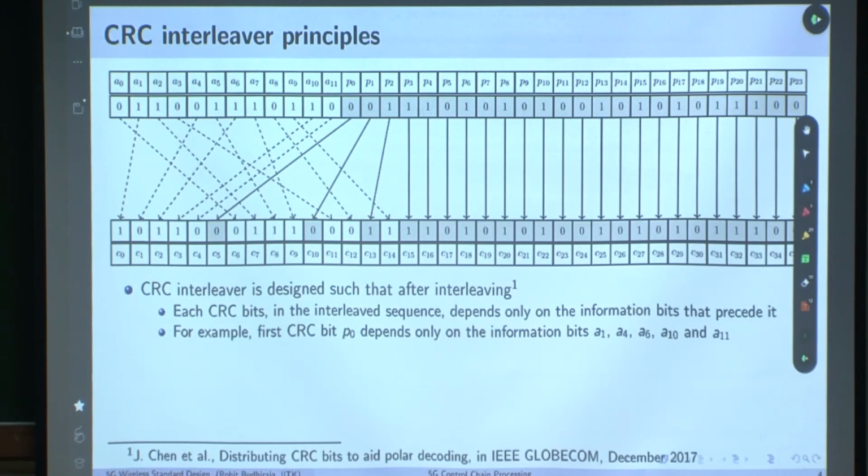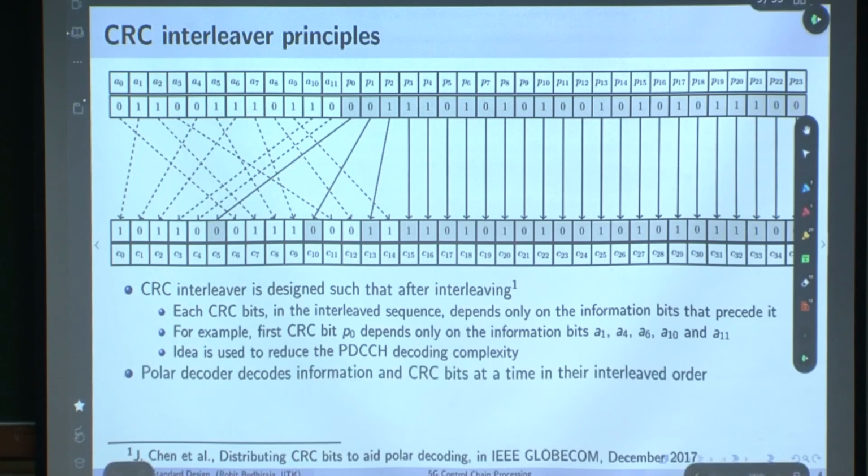Do we understand this? What am I saying here? This CRC bit will not depend on any of these message bits which are coming after that. P1 can depend on this, not P0. This idea is used to reduce the PDCCH decoding complexity. I'll tell you this a little later. So the polar decoder decodes information and CRC bits in their interleaved order. The polar decoder is working on the interleaved bits.